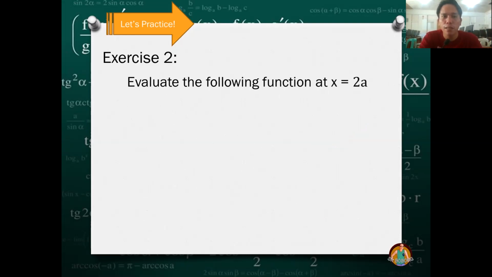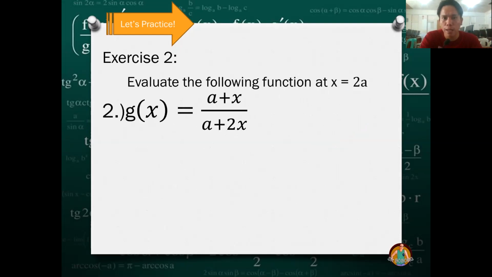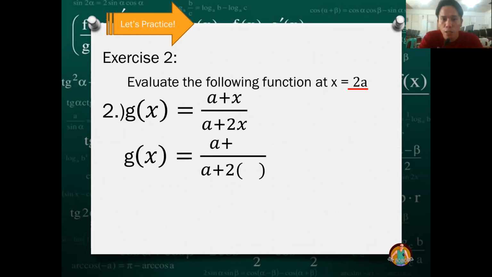Next, exercise number 2. Evaluate the following function at x is equal to 2a. O yung value ng x natin is 2a. So g of x is equal to a plus x divided by a plus 2x. So dalawa yung x natin ha, nasa numerator and sa denominator. Ano yung gagawin? Lahat ng x papalitan natin ng 2a. A plus, ano yung sagot? 2a. Very good. Kasi x papalitan ng 2a. Next. A plus 2 times, ano yung papalit natin sa x? Very good. 2a pa rin.